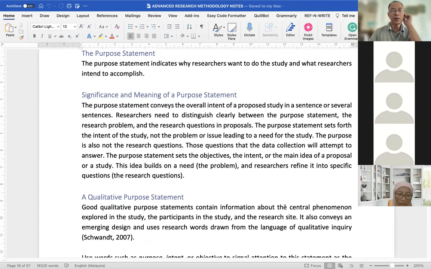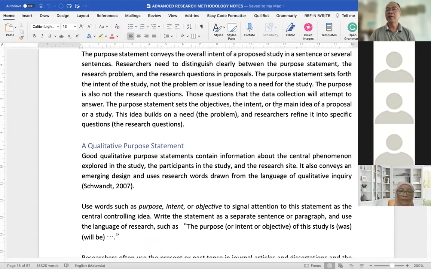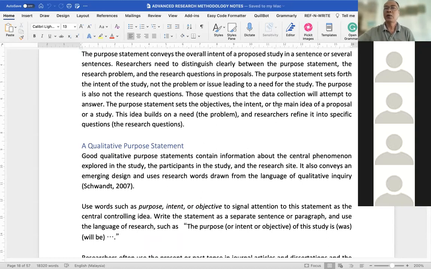Like we discussed before, there are 2 types of research: one is qualitative research, and the other one is quantitative research, right? I think some of us are doing qualitative research, and some are working on quantitative research. Let's look at the qualitative purpose statement.